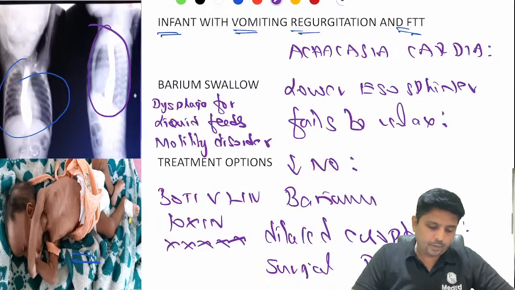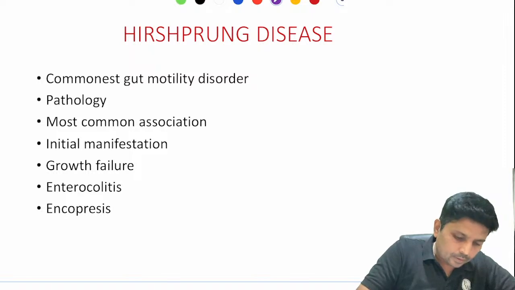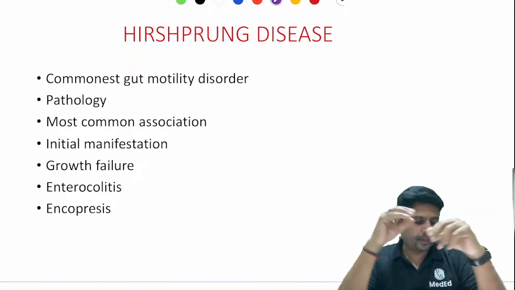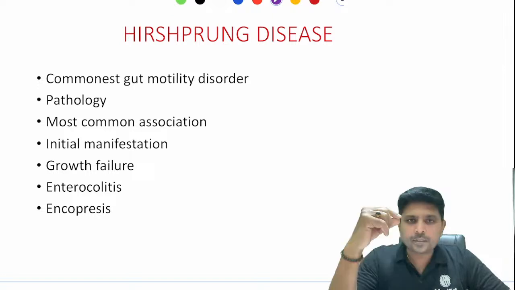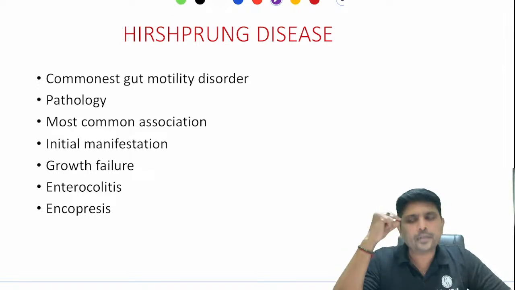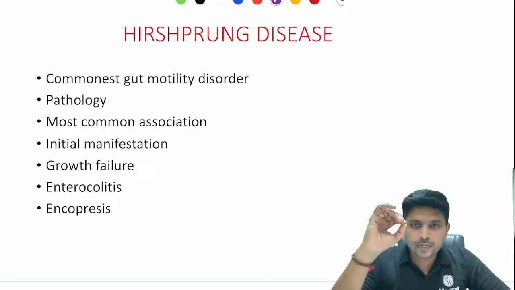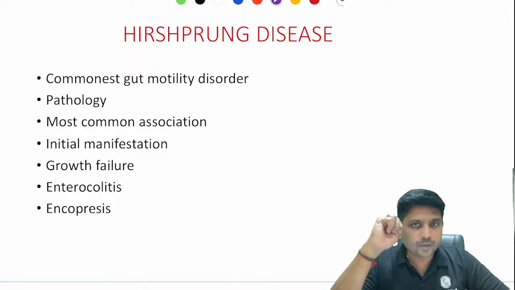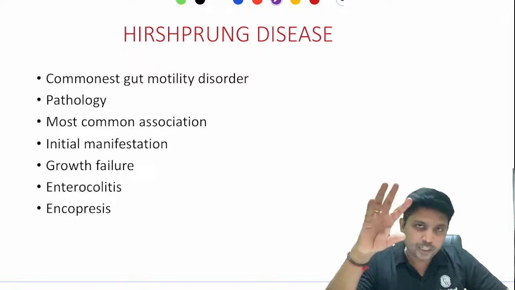Okay, right. Now, what is called Hirschsprung's disease? When will you suspect Hirschsprung's disease? Hirschsprung's disease should be suspected when any infant develops constipation, even while the child is on breastfeeding. A breastfeeding child will never get constipated. Whenever you see constipation in a breastfeeding child, that too in the first 6 months of age, you need to suspect Hirschsprung's disease.